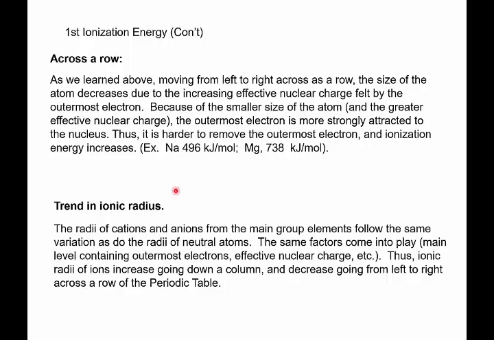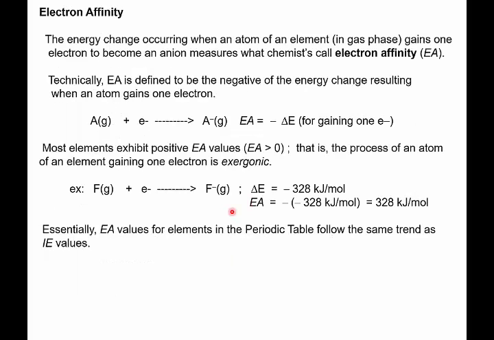There's also a trend in the radius of ions, the ionic radius. The radii of cations and anions from the main group elements follow actually the same variation as do the radii of neutral atoms. Basically, the same factors come into play. The main level containing outermost electrons, effective nuclear charge, and so forth. Thus, the ionic radii of ions increase going down a column, and they decrease going from left to right across a row of the periodic table.